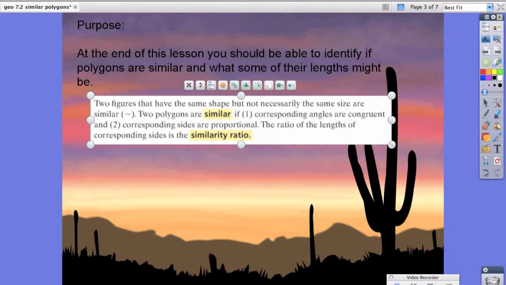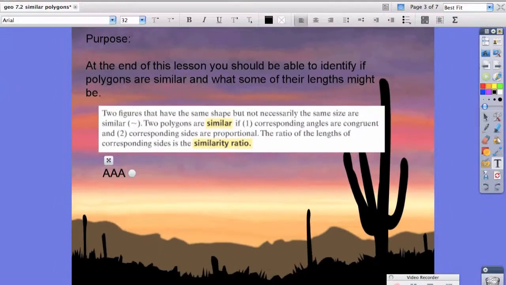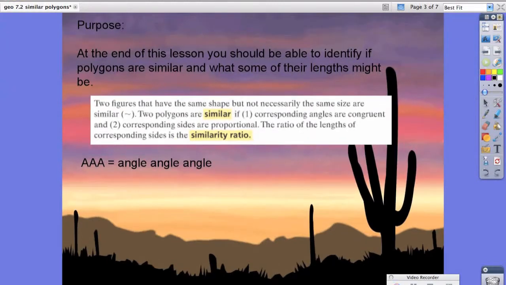Now, two polygons are similar if 1. Corresponding angles are congruent, and 2. Corresponding sides are proportional. So, for the first one, it says that corresponding angles are congruent. That essentially means that you have angle, angle, angle, which is why we don't say that angle, angle, angle proves two triangles are congruent, because it essentially means that they are similar.